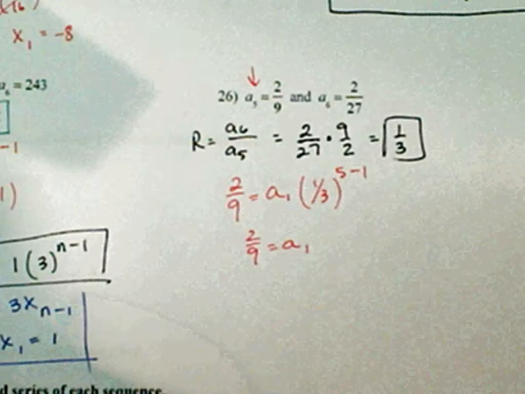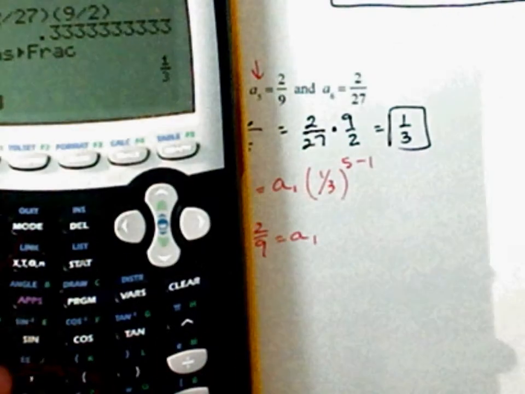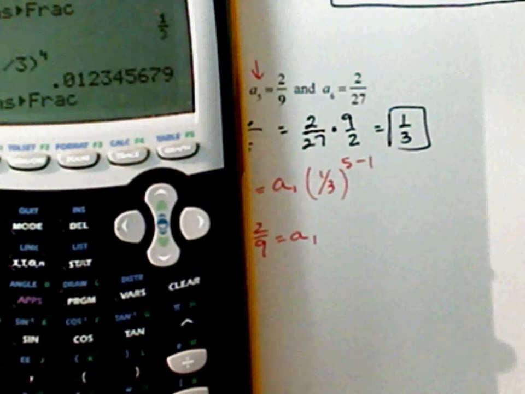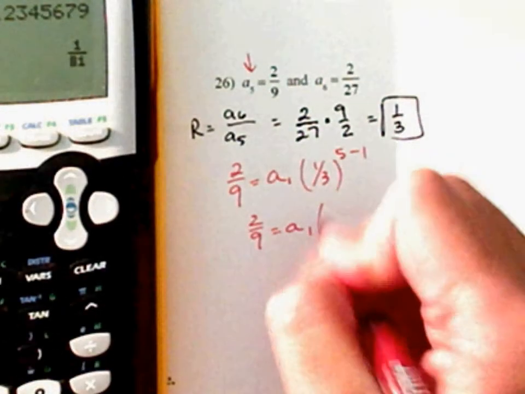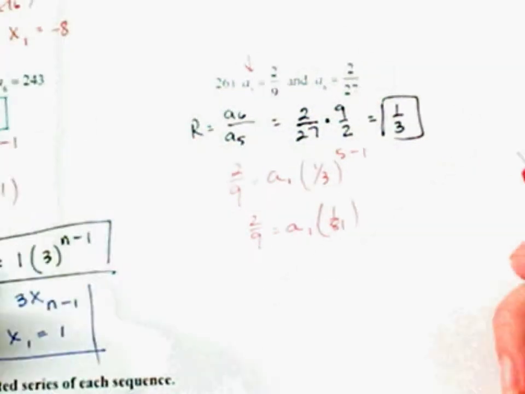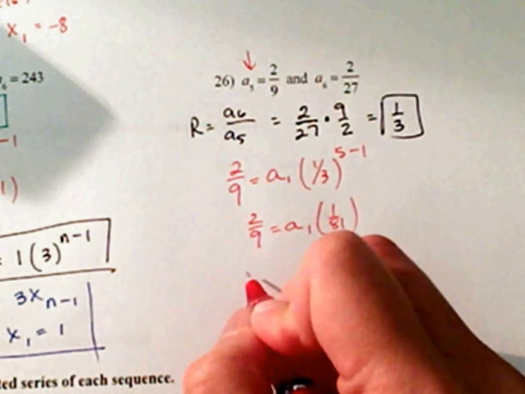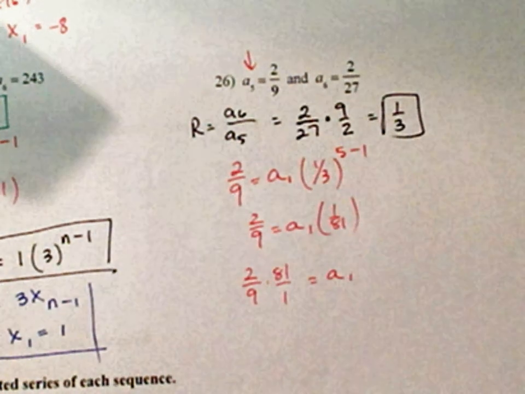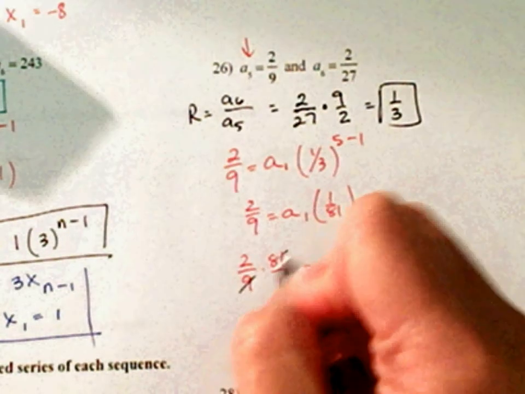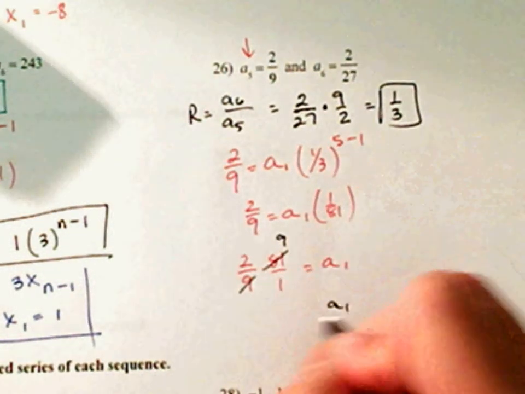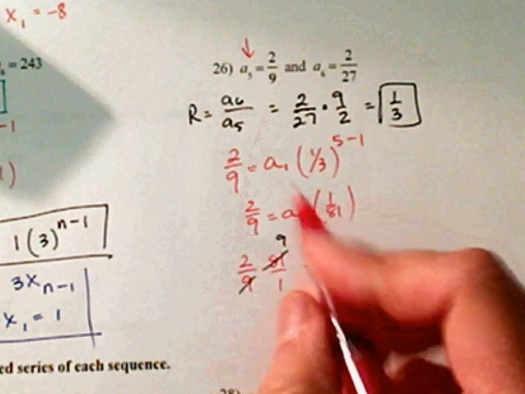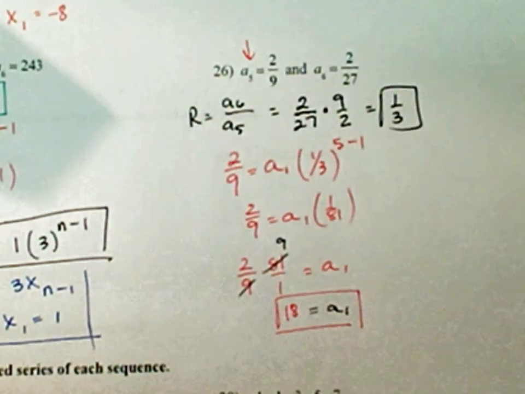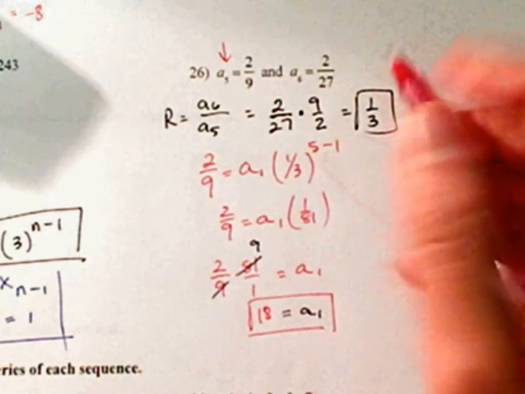I'm going to go ahead and do that in my calculator. 1 divided by 3 raised to the 4th. Math, frac. That comes out to be 1 over 81. Opposite of multiplying is dividing. So 2 over 9 times 81 over 1 is equal to 18 over 81st. Now, let's go old school. Cancel, and that gives you 9. So your first term comes out to be 18. Or you can type it into your calculator.